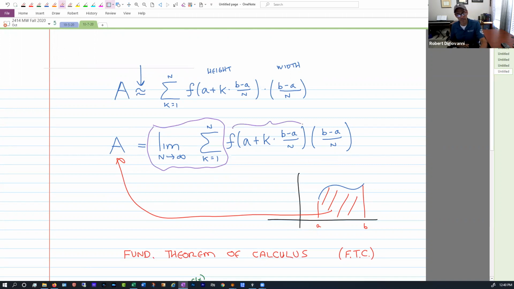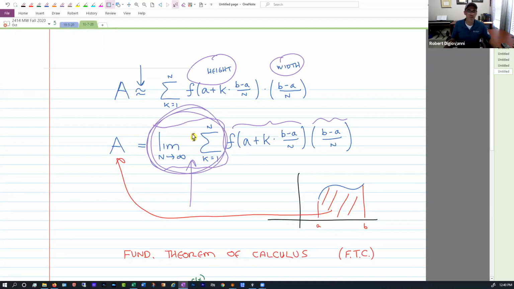This right here is just the height of the function. And this right here is the width. So maybe we can have a special notation for this, a limit of a sum. Okay, let's use this notation. It's an S that's stretched out. That's the integral sign, right? The integral sign is saying we're going to take the limit of a sum.